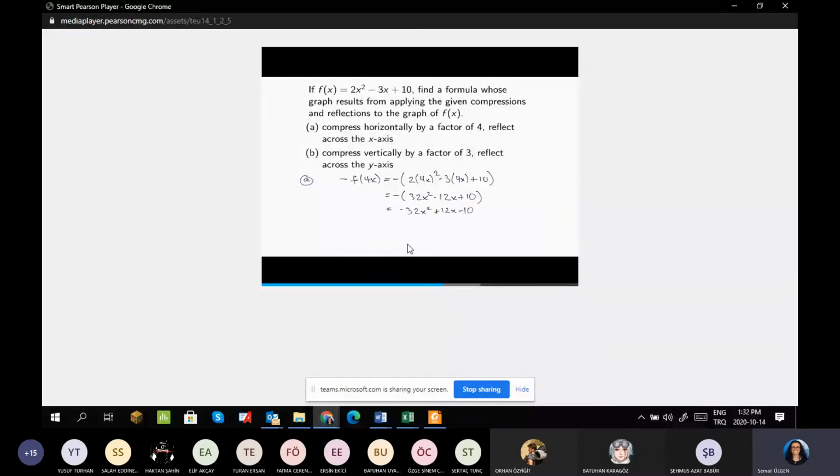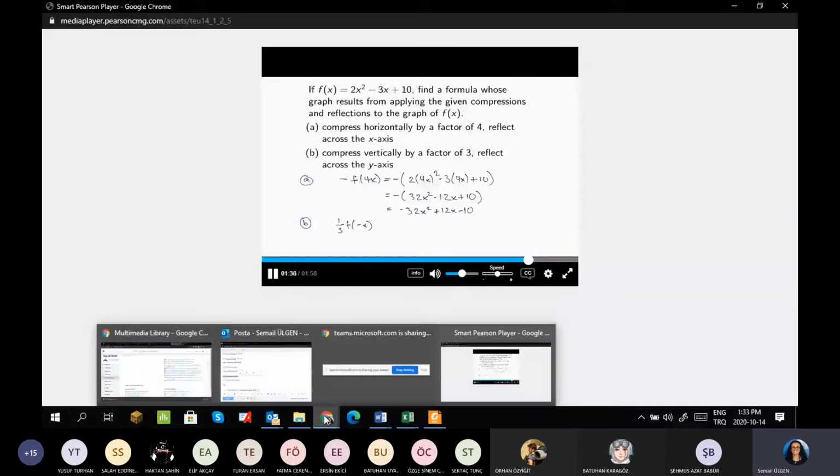For part B, we want to compress f of x vertically by a factor of 3 and reflect across the y-axis. Reflecting across the y-axis comes by multiplying each x value by negative 1 before evaluating the function formula, so we would have f of negative x, and a vertical compression by a factor of 3 comes by multiplying each function value by 1 over 3, so that's after we apply the formula for f. Both things can be accomplished using 1/3 times f of negative x.